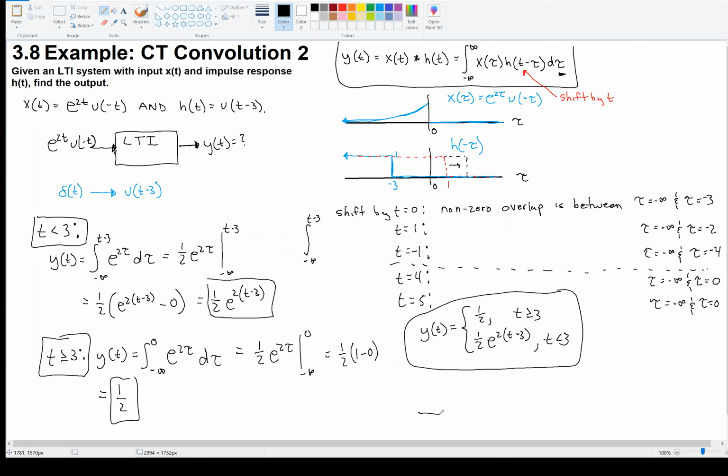So let's actually plot it. Here's t. This is going to be y of t. Okay, so for t less than 3, I have this thing, 1/2 e to the 2 times t minus 3. So that's going to look like this. Okay, and then at 3, this thing takes over. And so I just have a constant there, and that constant is at 1/2. But at 3, this is also equal to 1/2, so we have this continuity there. And that's the answer.